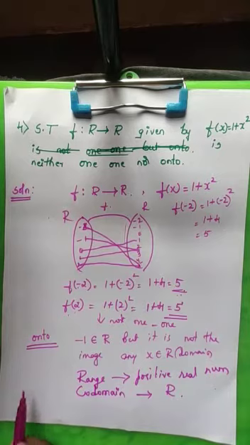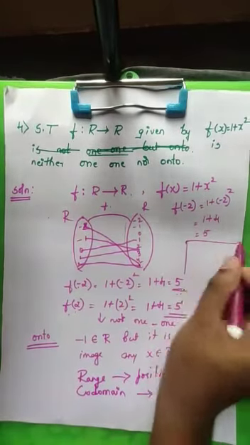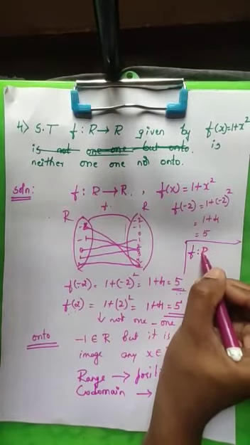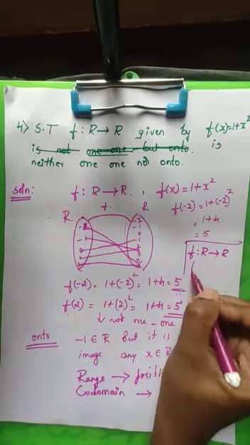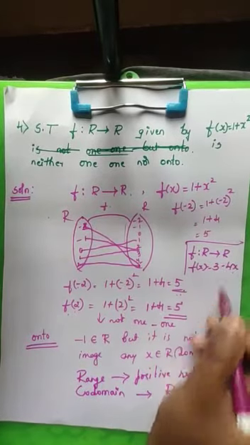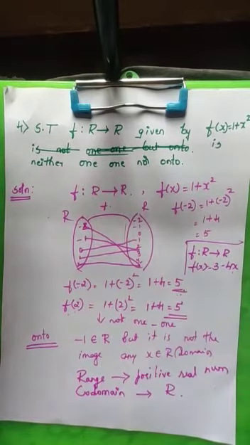So today I will give you an example. I will give you a homework question also. The question is the same; the range, domain and codomain are the same. You have to check whether the given function f from R to R, given by f of x equals 3 minus 4x, is one-one or onto.